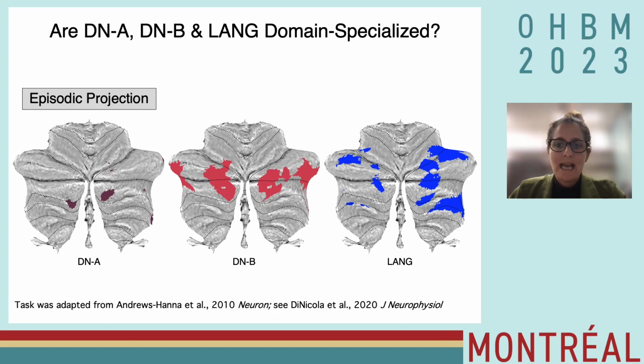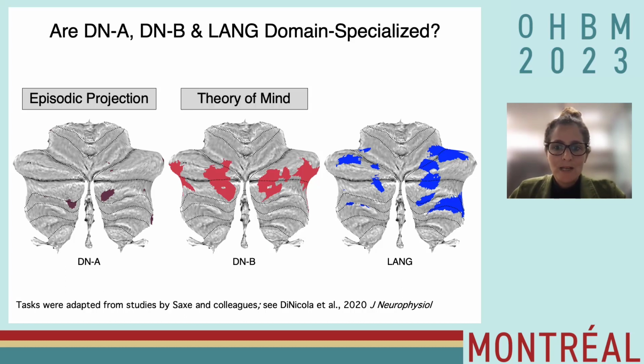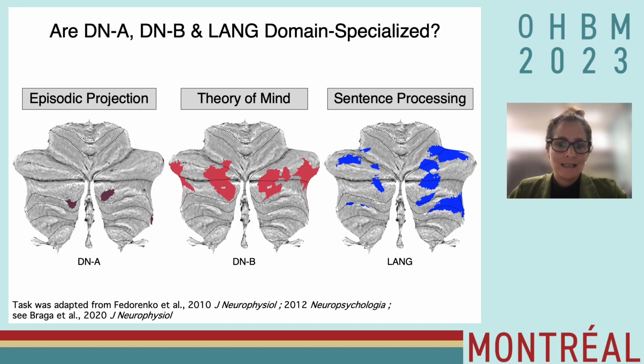First is the episodic projection task, which targeted the DNA network, driving the participant to remember their past and imagine their future. Next, we explored the response to theory of mind tasks, which targeted the DNB network. We adapted two task paradigms to relate the participants to other people's mental states. Lastly, to target the language network, we utilized a sentence processing task.